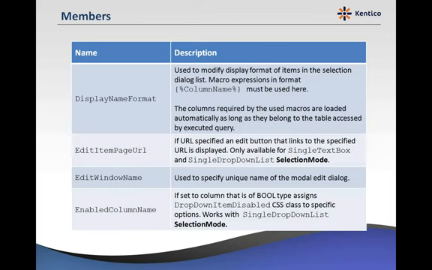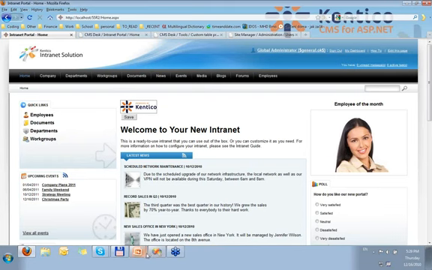We are getting to the display name format property that I mentioned. As I mentioned, you can use the display name format to control the format of items in the selection dialog list. You can use macro expressions in the format that you are used to with context macros. You specify the column name, and the UniSelector automatically receives values for this column and replaces the macro at runtime. Let's take a look at an example.